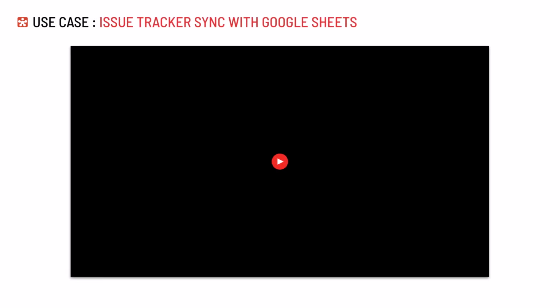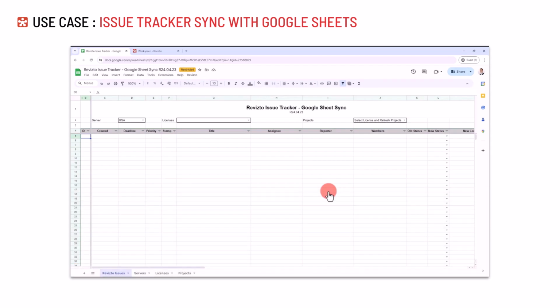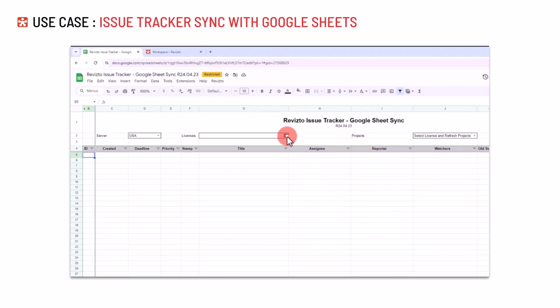So this is an application that we have developed by leveraging the Revizto API. The application runs inside Google Sheets, and you can see there's a Revizto button added to the menu, and then it allows you to choose the server and the license. And then from the Revizto menu, you are able to get the projects that you have access to on this license. Once you select a project, then you are able to go back to the Revizto menu and pull all the issues from the issue tracker in Revizto into this Google Sheet.